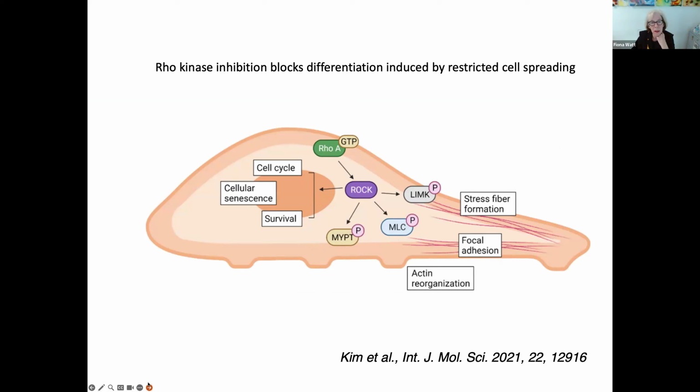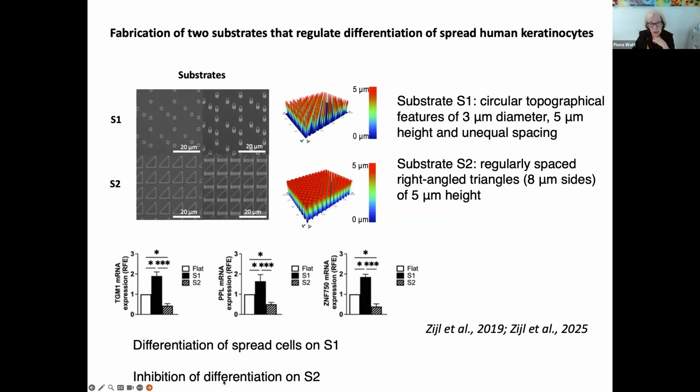So some years back, we wondered in the lab if there was a way in which we could stimulate differentiation that did not involve the cells rounding up. And we did a collaborative project with Jan de Boer's lab in the Netherlands, where we screened more than 2,000 different pattern substrates, looking for substrates that affected differentiation of spread cells.